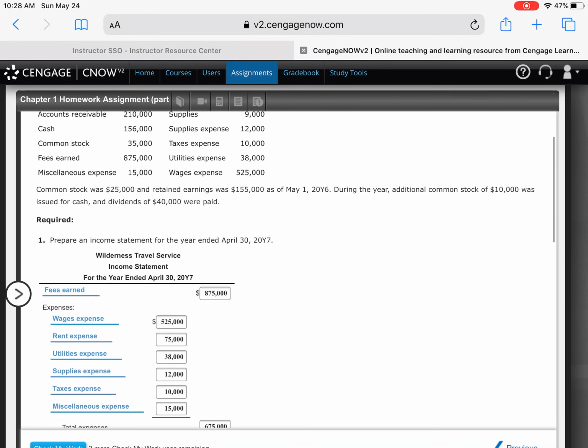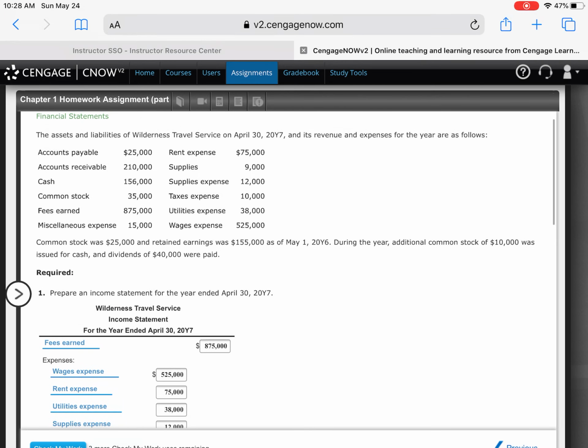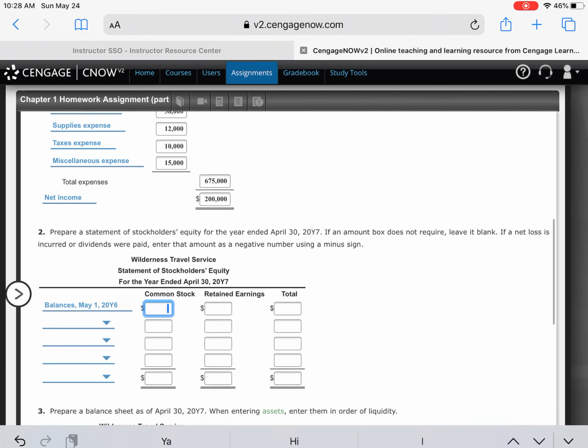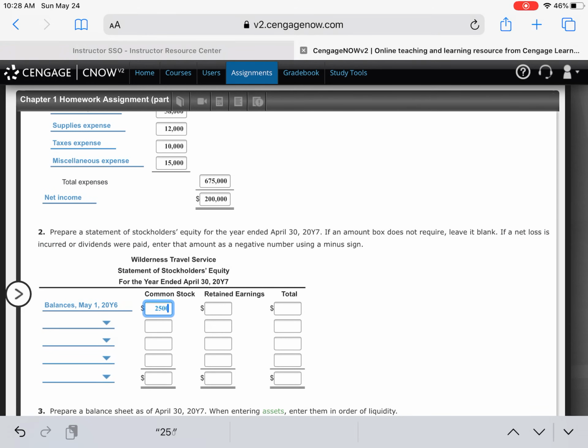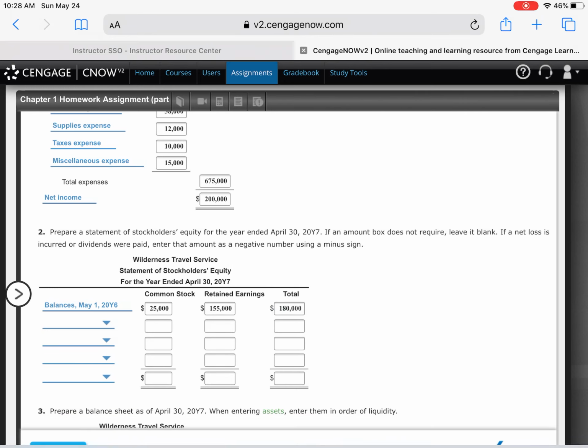So we want to put in those beginning balances. They tell us in the information that was provided that common stock was $25,000 and retained earnings was $155,000 at the start of the year. So we want to enter in those values. So we have our $25,000 in common stock, and we have our $155,000 in retained earnings. So at the start of the year, we had total stockholder equity of $180,000.